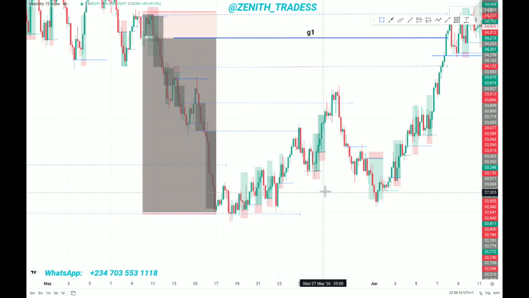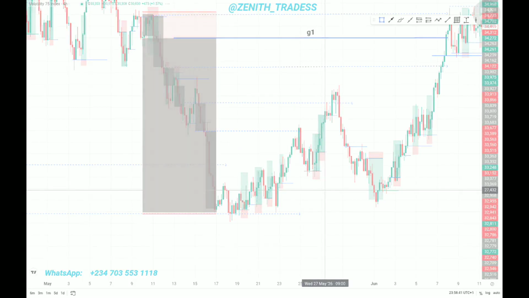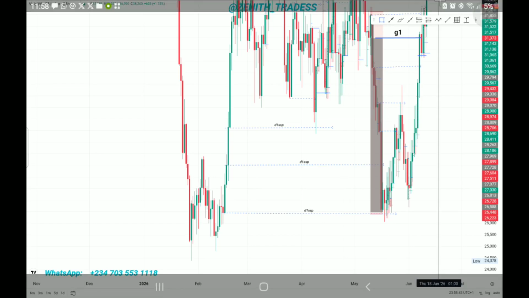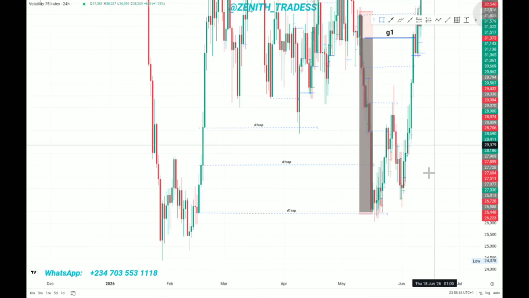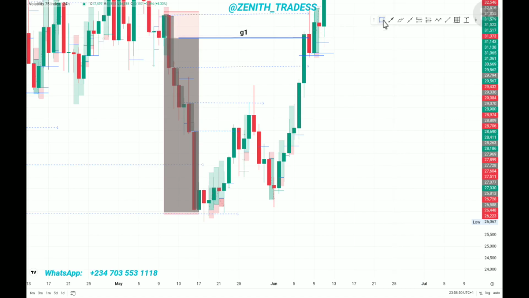Okay, we have to go back to the daily time frame. Let's go back to the daily time frame quickly. 1440. Okay, so we count 7 days candle from where we just stopped. 7 daily candles. All right, this is 1 2 3 4 5 6 7.